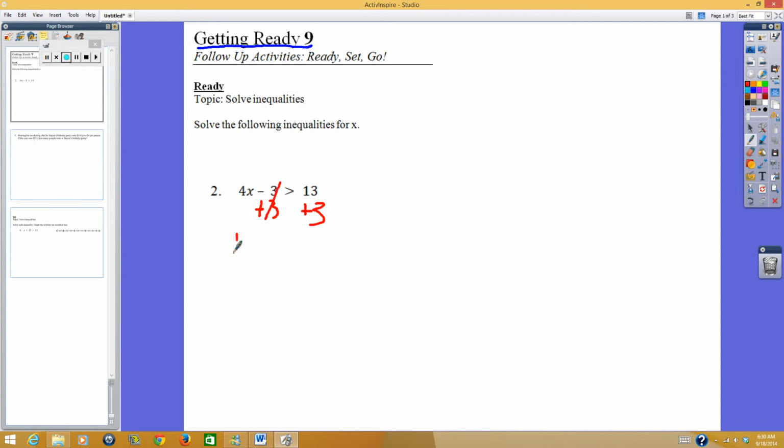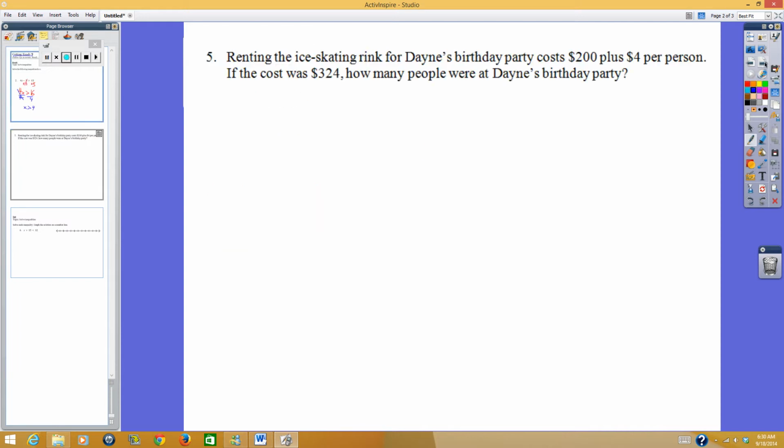All we have left over here is a 4x. This is your greater than sign. And 13 plus 3 is 16. You know there's multiplication here, so to get rid of this 4, you would divide by 4 on both sides. And then you end up with your answer being x is greater than 4. Okay? So there's not really any tricks to the first 3 questions, so you should be able to sort through those.